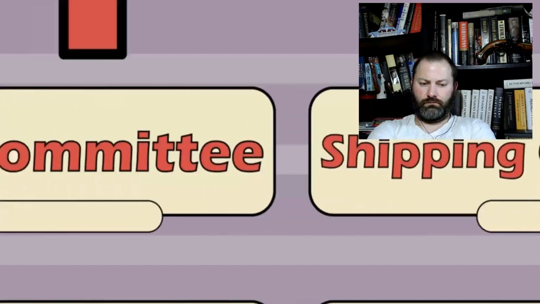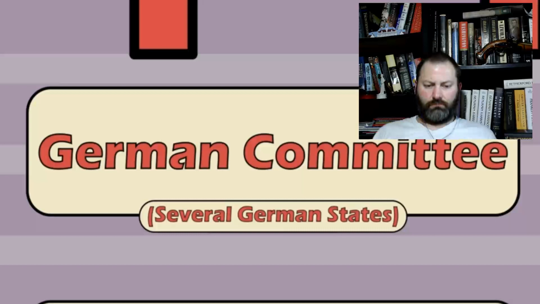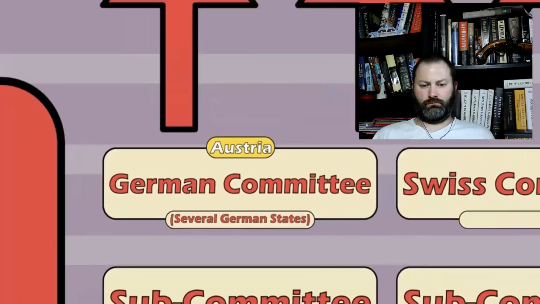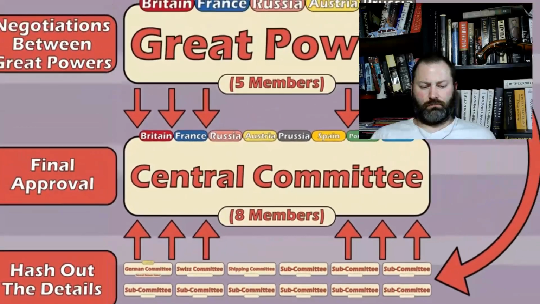But the most important subcommittee was the German Committee. This committee would be chaired by Metternich of Austria, and would have members from every German state in Central Europe, including Prussia. Together, the German states would go away and collectively decide what Central Europe would look like.